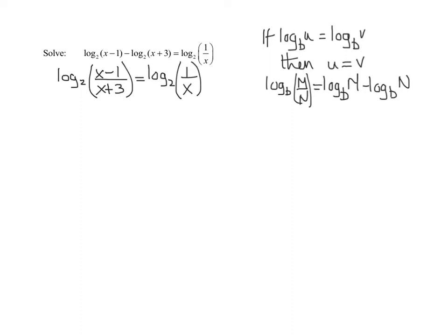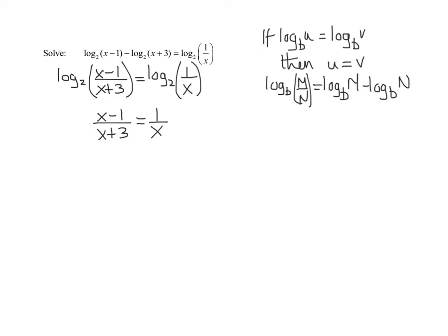Now I have 1 log here, 1 log here. They each have a coefficient of 1 in front of them, so I can then set these 2 arguments equal. So now I know that using the one-to-one property, x minus 1 over x plus 3 has to equal 1 over x. So now I have a rational equation.